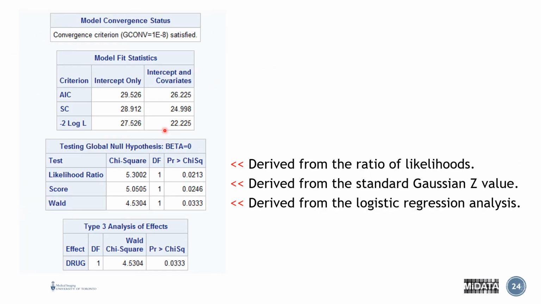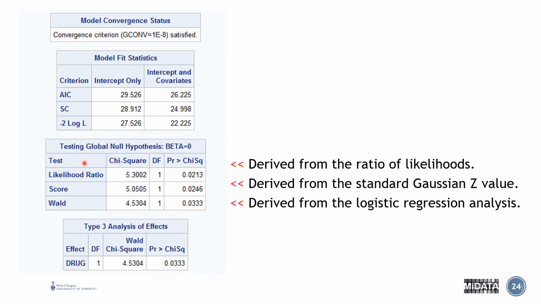The second half of your results starts off with your model convergence status, which just means, when you are dealing with maximum likelihoods, which proc logistic is, it is an iterative process in order to find the best parameter estimates for your model. And so convergence just means that it was able to successfully find the best parameter estimates. Model fit statistics, we're going to talk about that a little bit later in the course. And so let's get down to what you guys are going to recognize, which is your test of hypothesis, your test of significance.